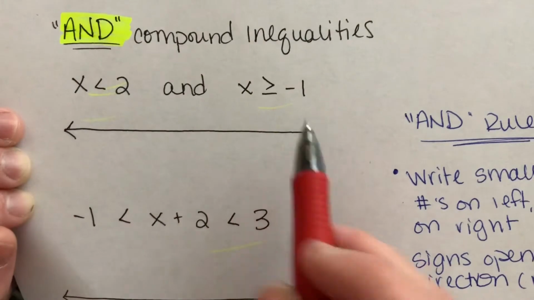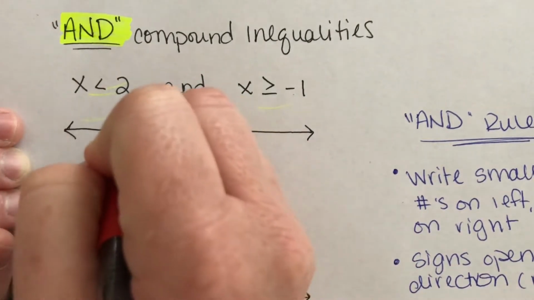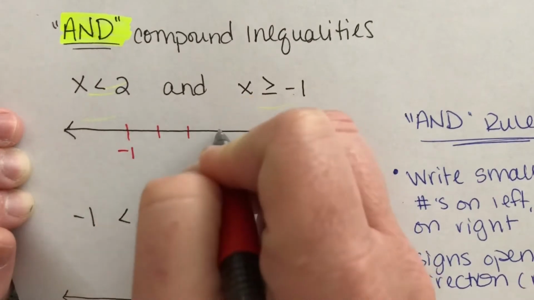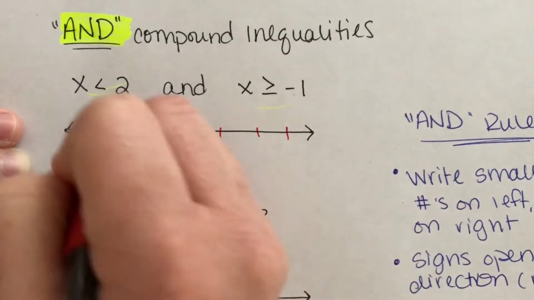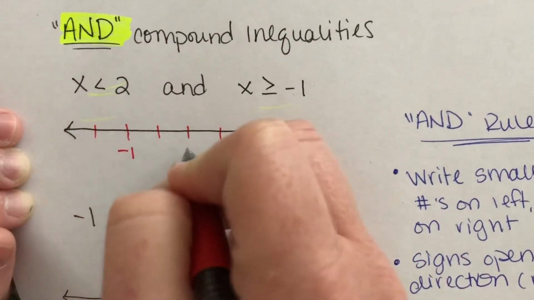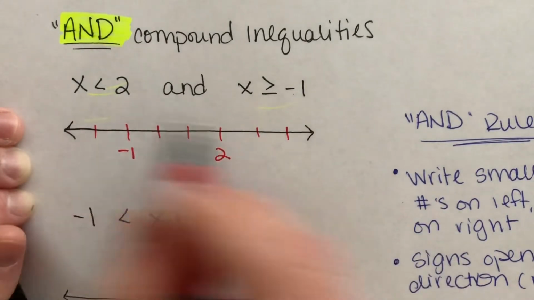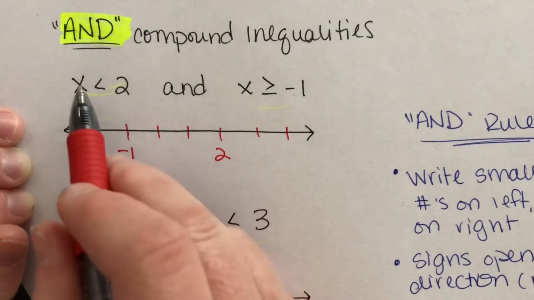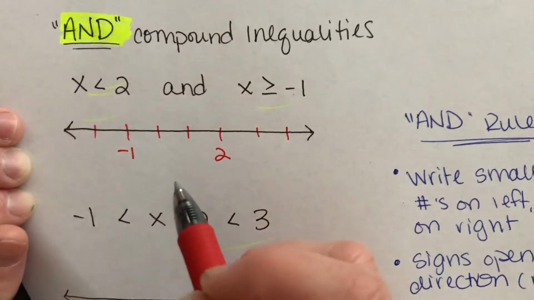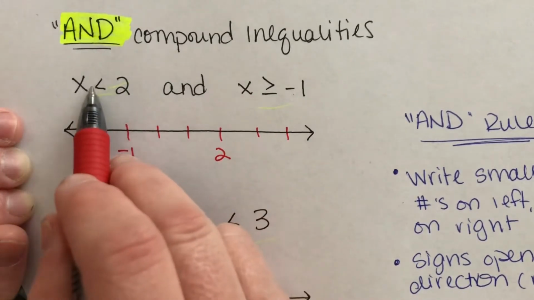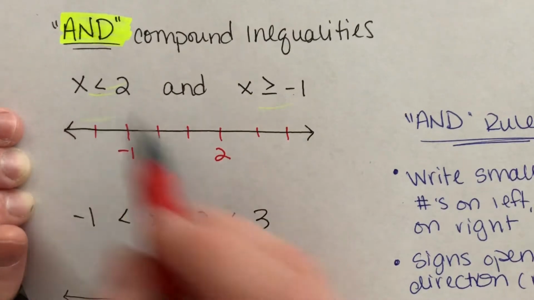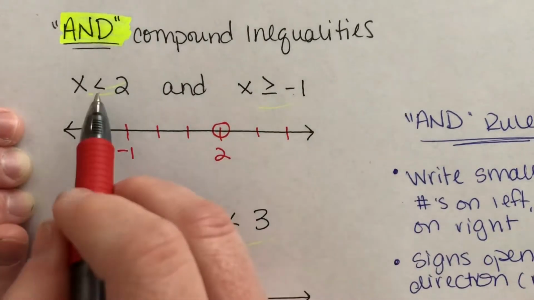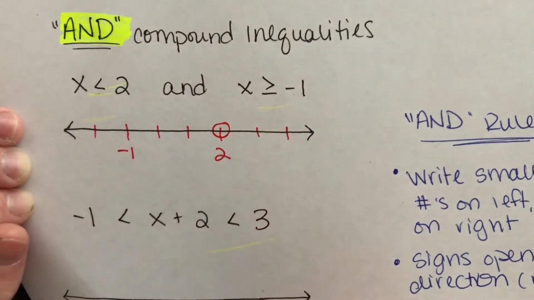Well, this is a number line, so I'm going to put the smallest number on the left: -1, 0, 1, 2, 3, 4. Okay, so here's our number line. I'm just writing down the two numbers that are in my answer. All right, if x is less than 2, this is a less than sign. There's no line under it. So above the 2, I'm going to put a circle, and I'm going to leave it open.